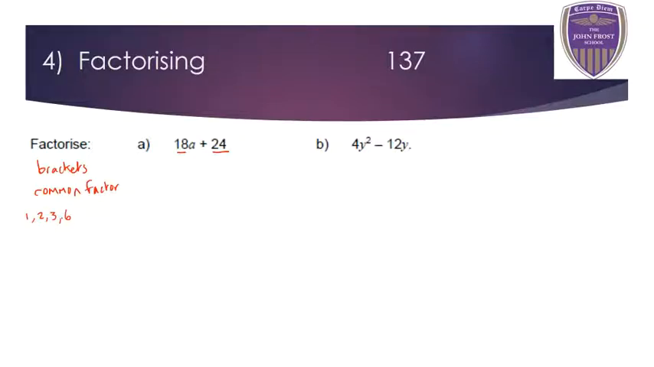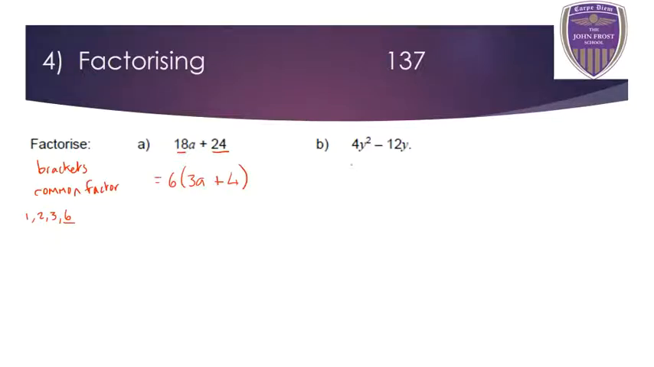So we would choose always to pick out the highest common factor, so we would take out 6 out of the bracket, and then what do we multiply 6 by to make 18a? Well, 6 times 3 is 18, so it would be 6 times 3a, and then 6 times what makes 24? 6 times 4, and that's now factorized.